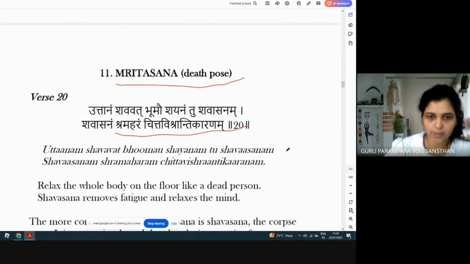Shramaharam, chitta vishranti karakam. Sleeping like a dead person. What it does: shramaharam. It removes your fatigue and it gives peace to your mind. Chitta vishranti karaka. It relaxes your mind completely. So this question has already come. They'll give you the Sanskrit word and then expect you to answer which is the pose. So it is Shavasana.